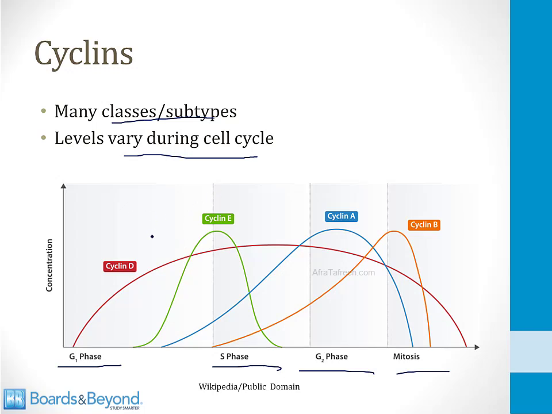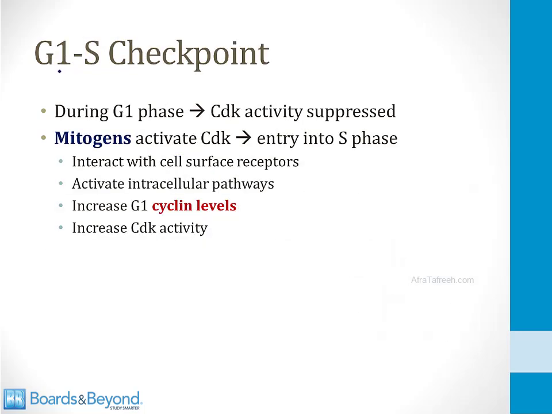And when the level goes up, that cyclin will activate a cyclin-dependent kinase, and that will drive the cell through the next phase of the cell cycle. So now let's focus on the very important G1 to S phase checkpoint. Remember, this is when the cell commits to DNA synthesis and cell division.